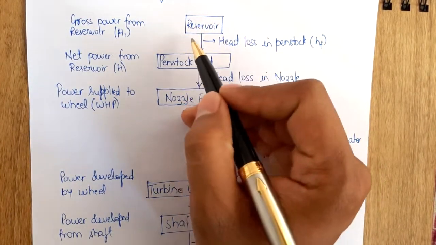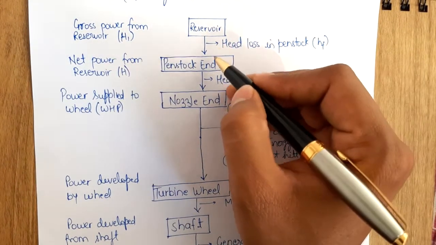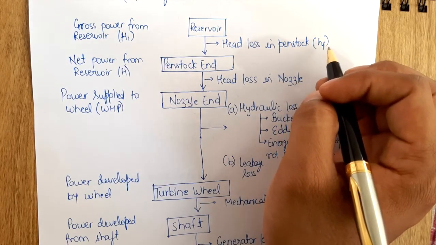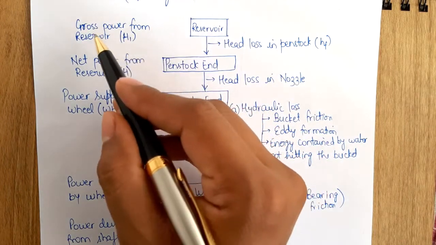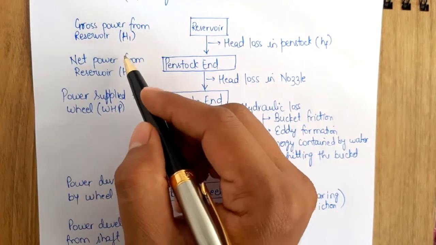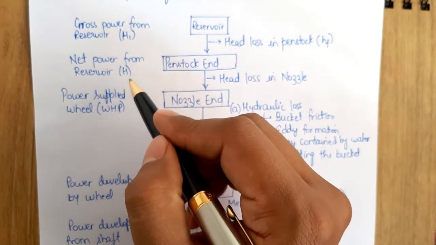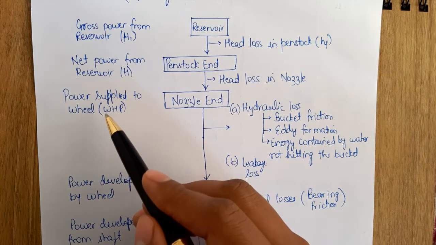Now we will see the flow sequence in the Pelton turbine. From the reservoir, the water comes out and reaches the penstock end. Before that, there will be some head loss in the penstock, represented by HF. At the level of the reservoir, we have the gross head. When it reaches the penstock end, it will have the net head from the reservoir, that is H. And now power supplied to the wheel, that is wheel horsepower.